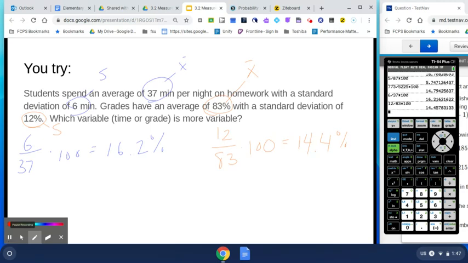Okay, for time spent on homework, we take the standard deviation of 6 divided by the mean of 37 and multiply by 100. We get a CoVar of 16.2%. And for grade, we take the standard deviation of 12 divided by the mean of 83 and again multiply by 100 to get a CoVar of 14.4% for grade. Comparing these two values, we see 16.2 is more variable, so therefore time is more variable than grade.